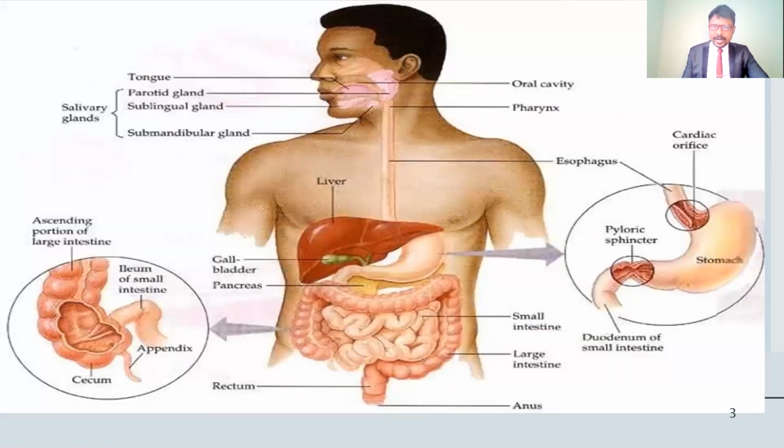So first, the anatomy of the digestive system. This digestive system starts from the mouth and goes to the anus. This is the digestive tract: the mouth, the pharynx, and then the esophagus. This is the food pipe that connects to the stomach. The stomach is connected to the small intestine and large intestine, and finally to the rectum and anus. What organs are there in the abdomen? We are going to discuss that here.